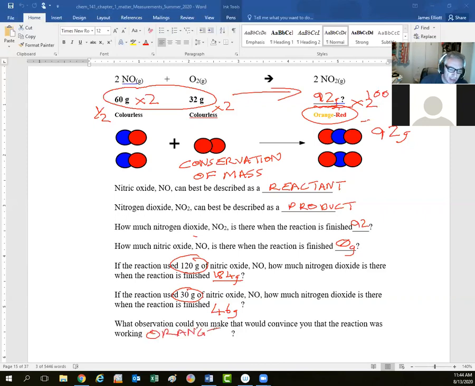Our two starting materials don't have any color associated with them. So any orange-red gas which appears must be due to the product being produced. And as the intensity of that color increases, it's an increase in the amount of product being produced.